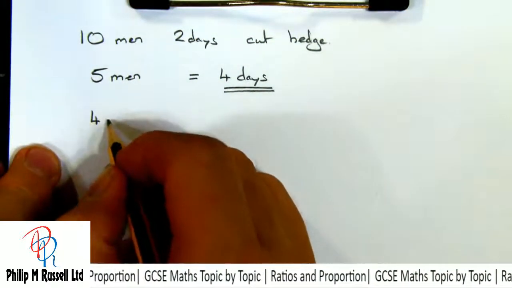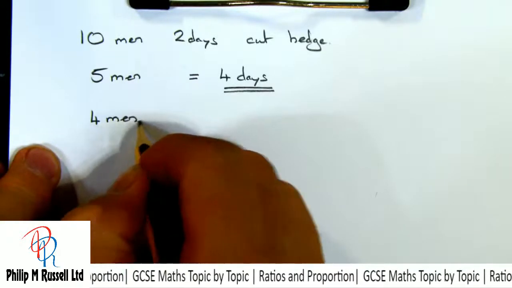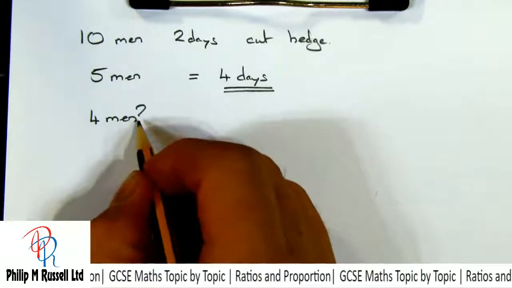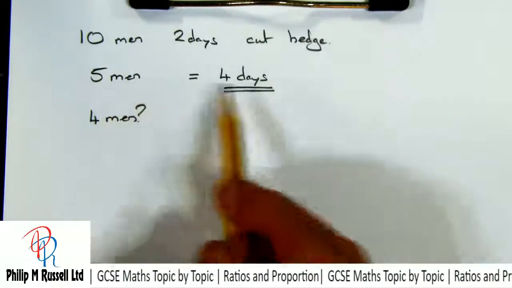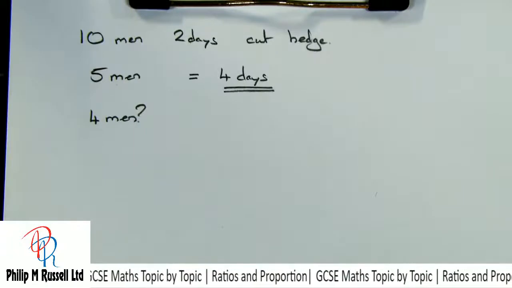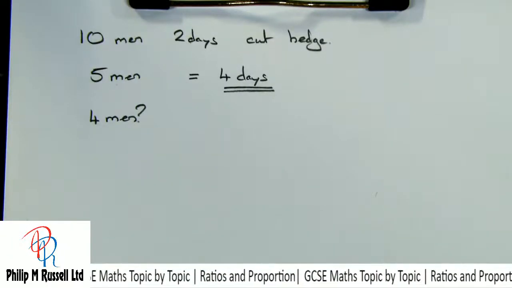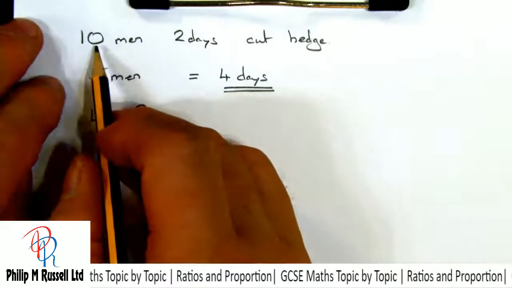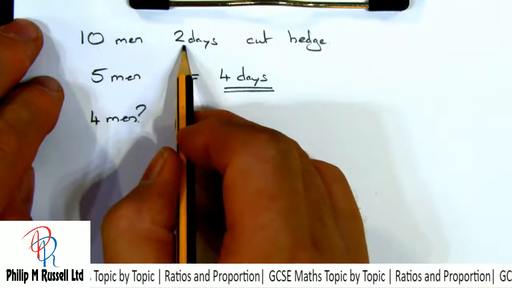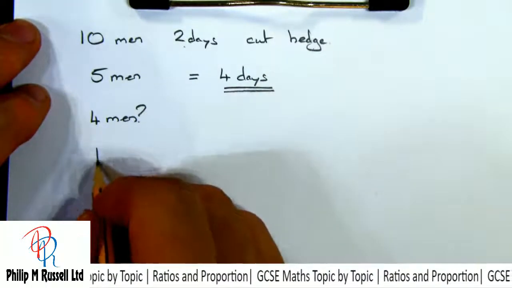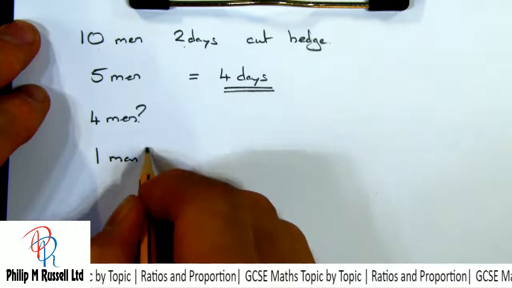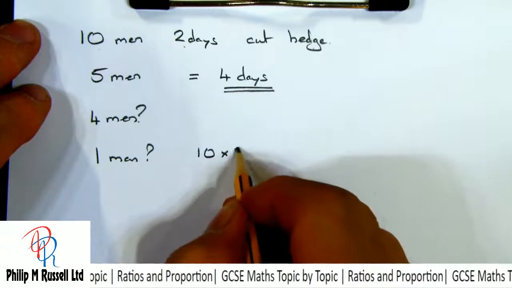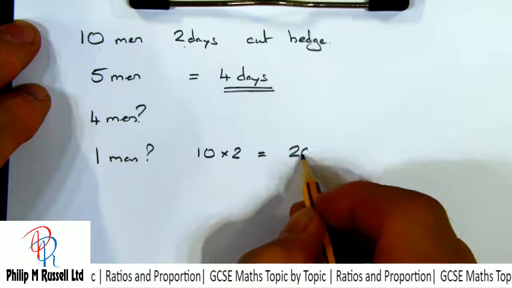How about if it was going to take 4 men to do it? How would we work out this? With 5 men, it was fairly obvious, but with 4 men, it's going to be more difficult. So, if it takes 10 men 2 days to cut a hedge, how long would it take 1 man to do this? Well, that's going to be 10 times 2, which is 20 days.